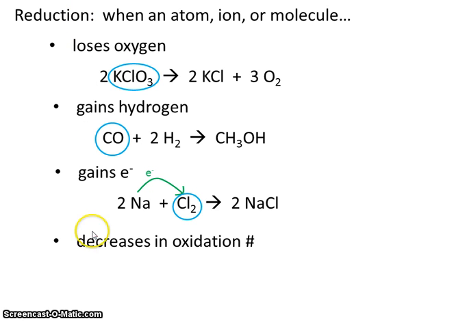And lastly, if an atom, ion, or molecule decreases in oxidation number. So this is our same reaction as before. You can see we have sulfur. It has an oxidation number of 0. And then when we're finished, it has an oxidation number of -2. So we've gone from 0 to -2. That's a decrease in oxidation number. So sulfur has been reduced.